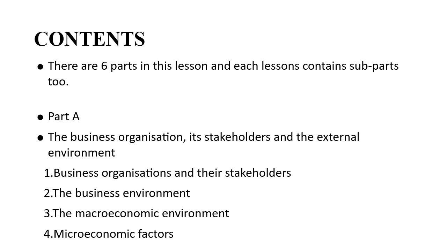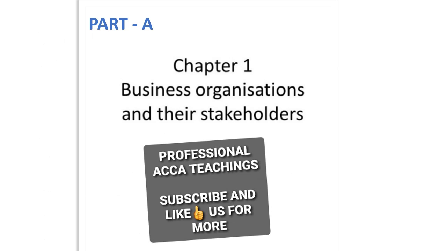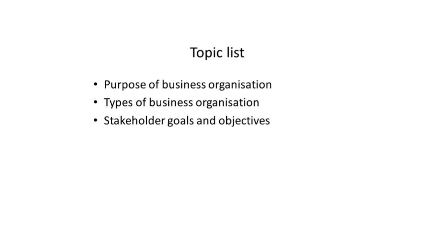Today we are going to learn the first part of Part A, which is business organizations and their stakeholders. Chapter 1. Business organizations and their stakeholders. Topic list: Purpose of business organizations. Types of business organization. Stakeholder goals and objectives.